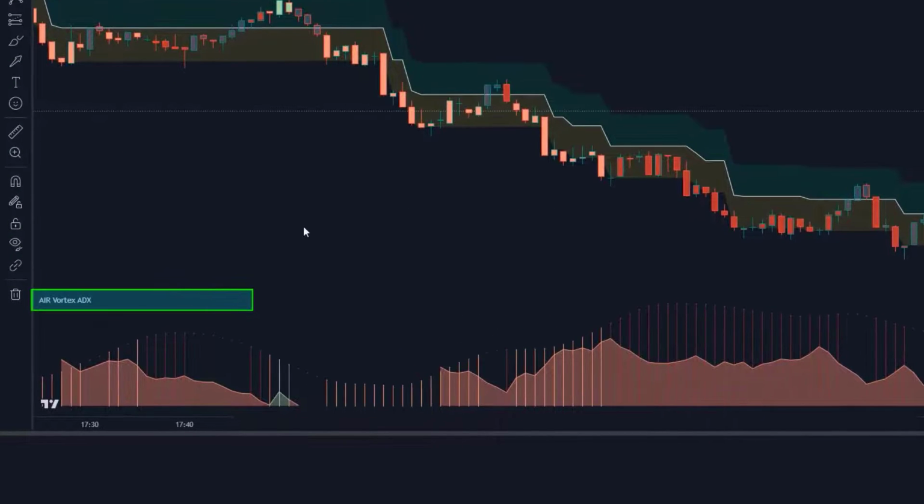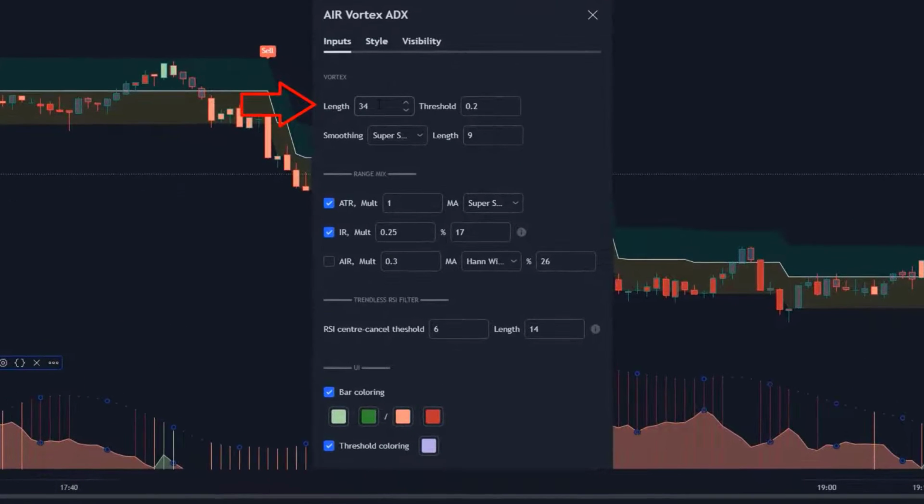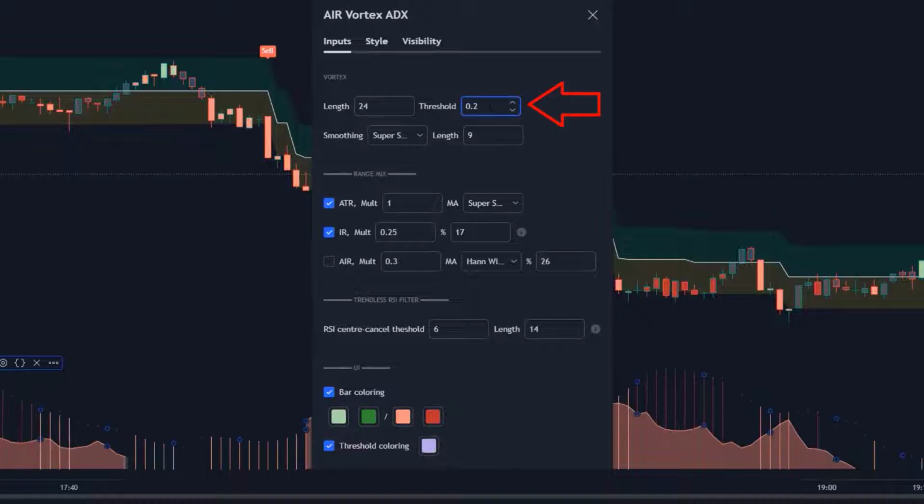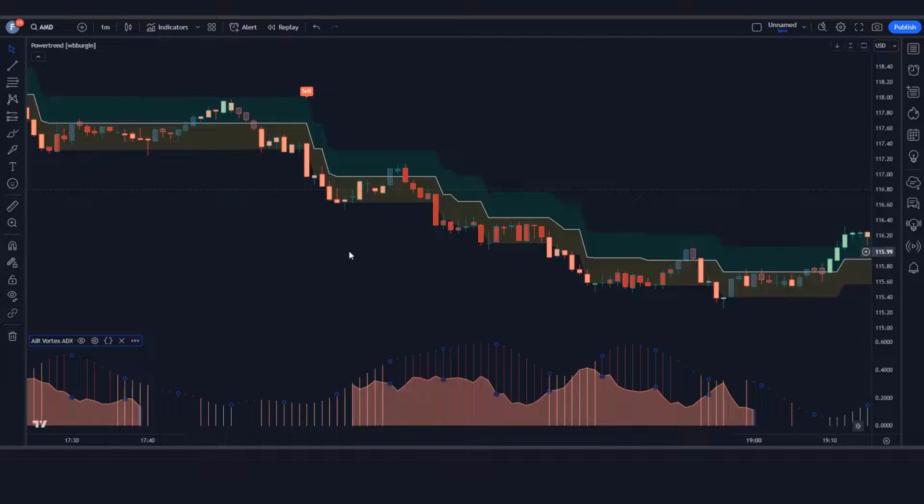For the AIR Vortex ADX indicator, we have to change some settings. We have to change this length option from 34 to 24. We have to change this threshold option from 0.2 to 0.3. We have to change this length option from 9 to 3. Now our setup is ready.